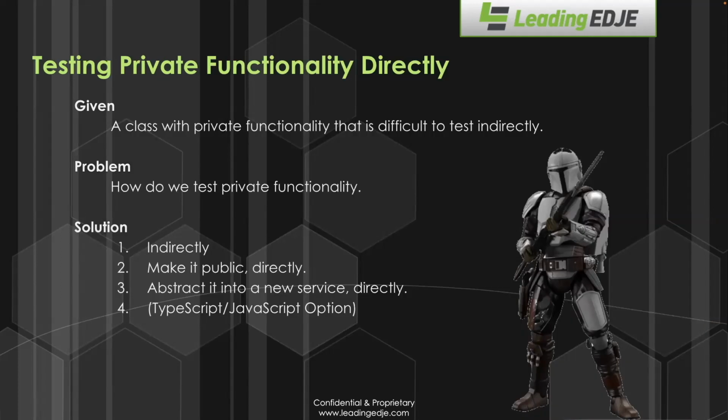So the last one we're going to talk about here is testing private functionality directly. And this is, again, one of those kind of grayish areas. If we're given a class with private functionality, it can be difficult to test it indirectly. So how do we? Some of the solutions that I discuss with folks are testing indirectly, which can be challenging, which means you're using another function to trigger that function you want to test and seeing the results based on what the original function does or how it responds.